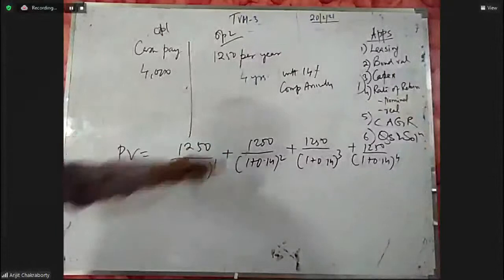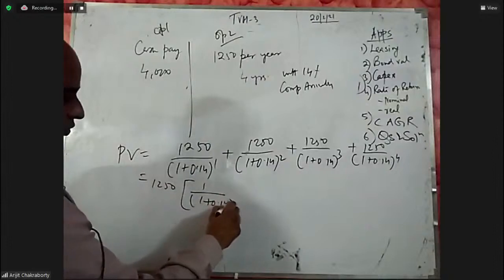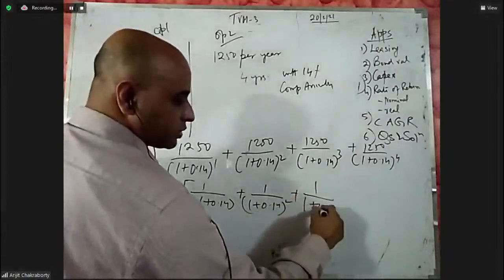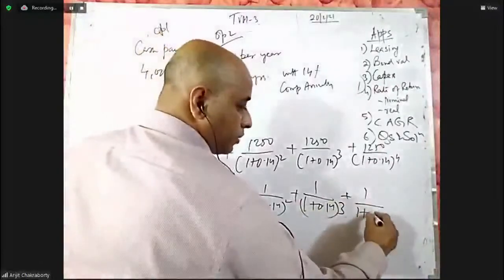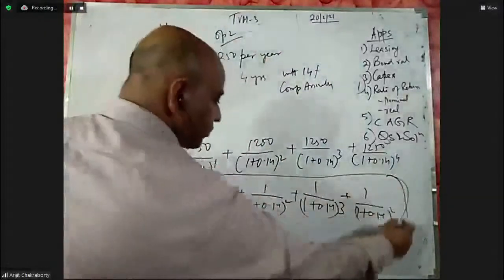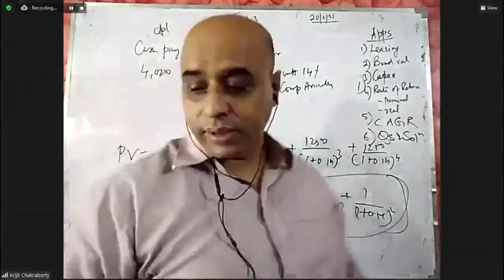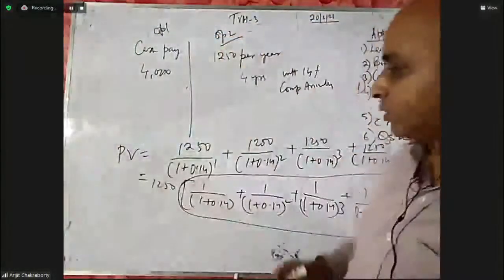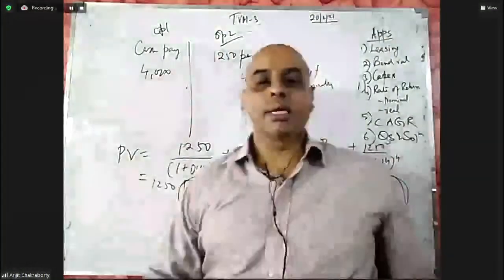If I take 1,250 common, what do I get? 1 by (1 plus 0.14) plus 1 by (1 plus 0.14) squared plus 1 by (1 plus 0.14) cubed, plus 1 by (1 plus 0.14) to the power 4. Just see how it is increasing. This factor is given, otherwise we would have taken more time to solve it. This factor is equal to 2.91371, so we can directly find the present value.